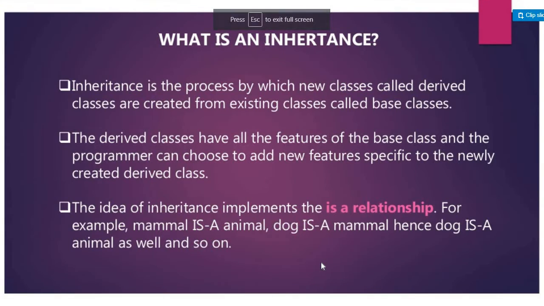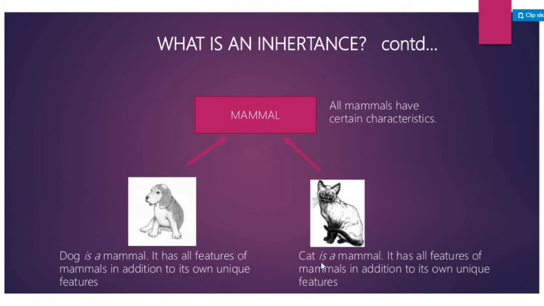Inheritance is the process by which new classes, called derived classes, are created from existing classes, called base classes. The derived classes have all the features of the base class, and the programmer can choose to add new features specific to the newly created derived class. So the idea of inheritance implements an "is-a" relationship. For example, mammal is an animal, dog is a mammal, hence dog is an animal as well, and so on. So this is what inheritance is.